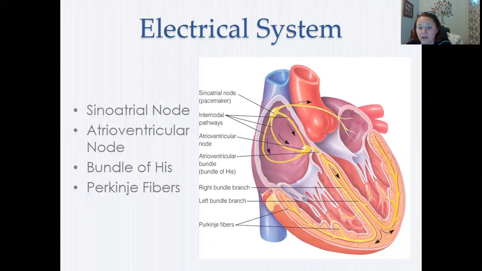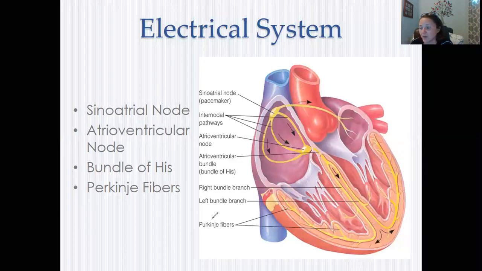Okay, so your SA node. Electricity is going to follow these pathways, and in your normal heart, with this first presentation, we're going to talk about normal. In a normal electrical pathway, it's going to start right up here at the top of your right atrium in this SA node. Your SA node is your primary pacemaker for the heart. Every single normal beat that your heart produces starts right here in the SA node. This is where normal begins.